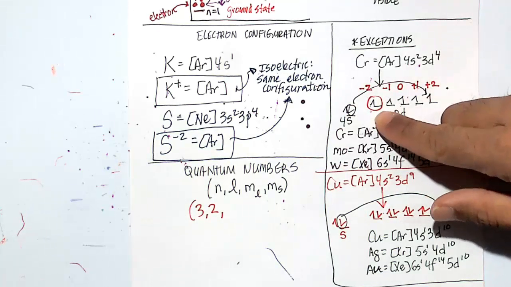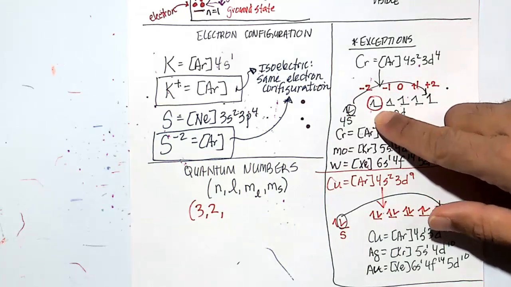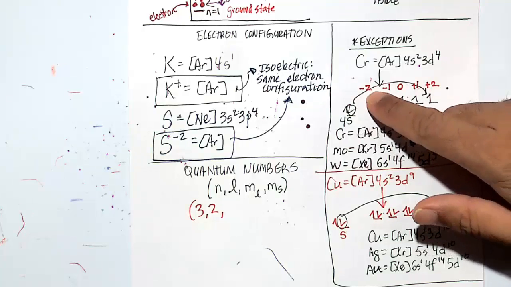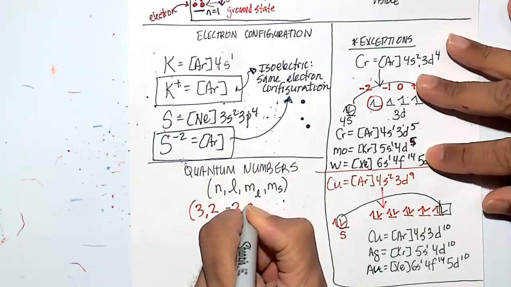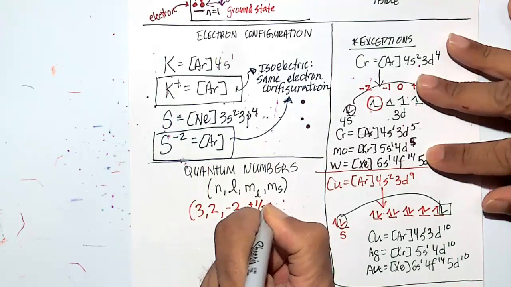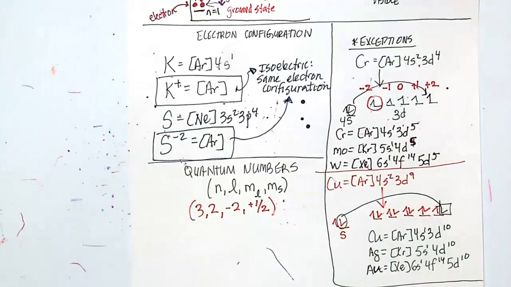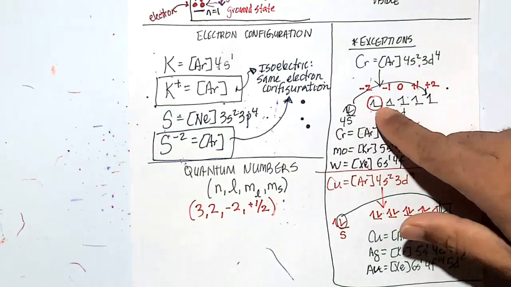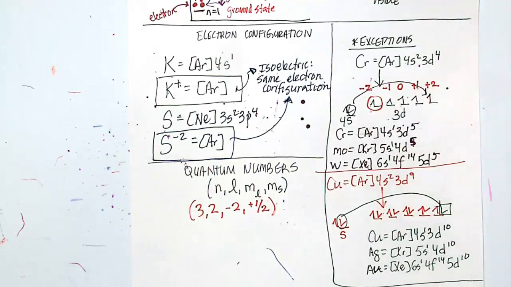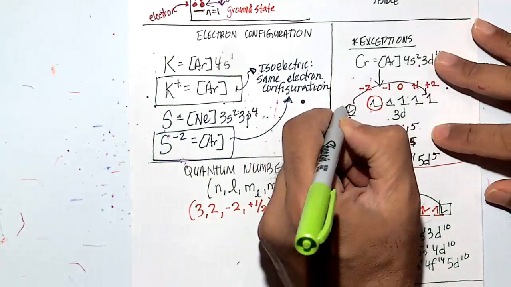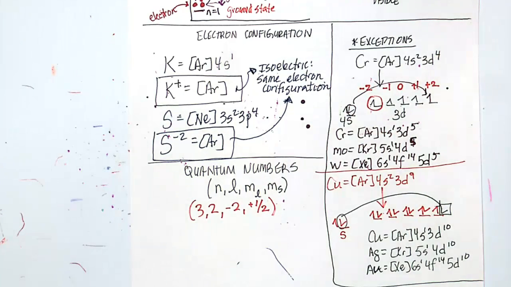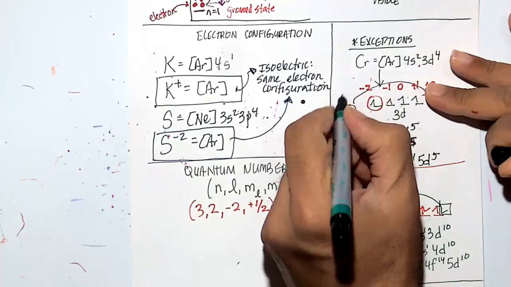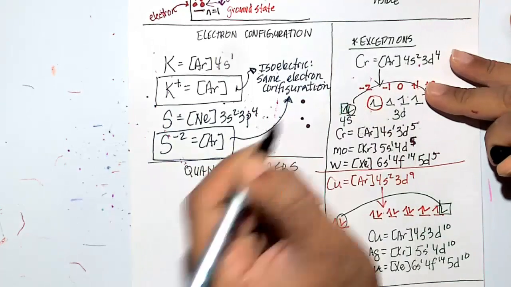So the one that I circled is in what part of the 3d subshell? -2, and is it spin up or spin down? Spin up is +1/2. So that is the address of that electron. That's how you'll do that type of problem. How about this electron here, in the green box?